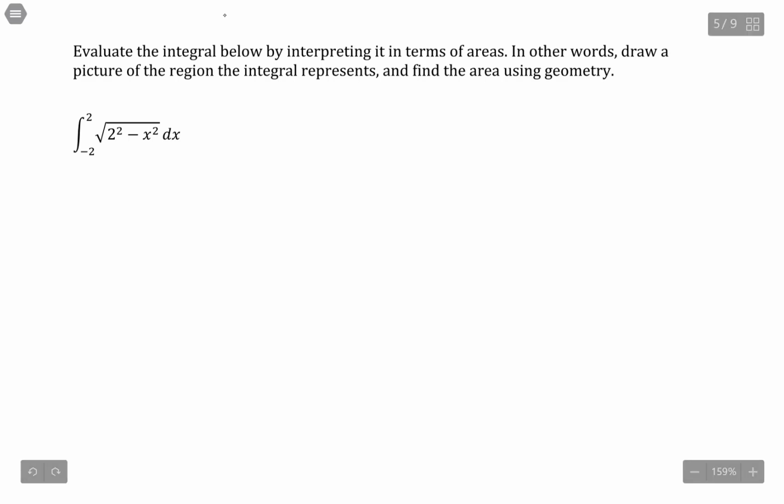Well, let's follow our instructions. The instructions say, draw a picture of the region. So, okay, let's buy into that. Let's see what happens. So this is a function. We'll call it y. So we have y equals the square root of 2 squared, which is 4, so 4 minus x squared. And if you don't recognize what that looks like, then rearrange it some.